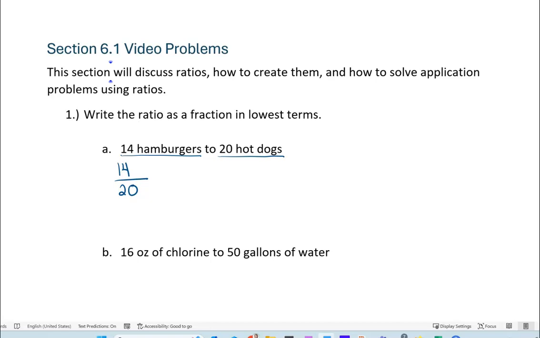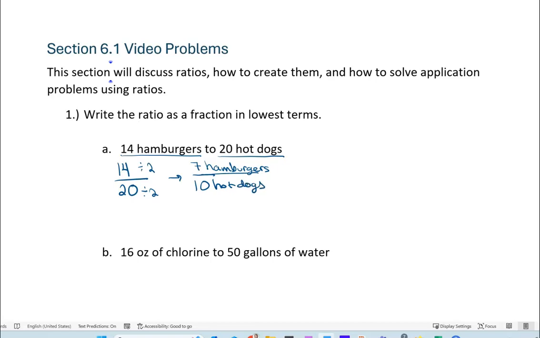And then, like any fraction that we've dealt with previously, to get it into lowest terms, we need to identify common factors. Well, both of these are even numbers, so I'm going to just divide both by 2, and that gives me 7/10. Now, because it's an application and we are comparing two things, we need to include those units. So it's 7 hamburgers, and 10 hot dogs.